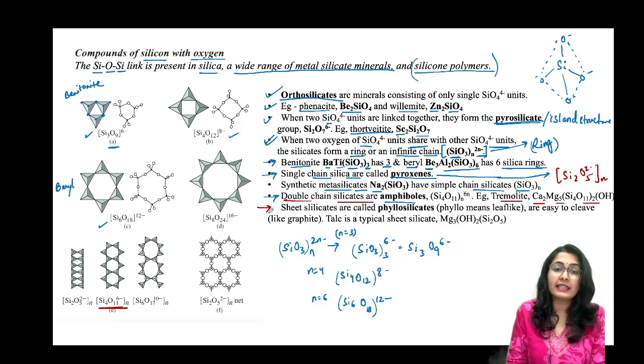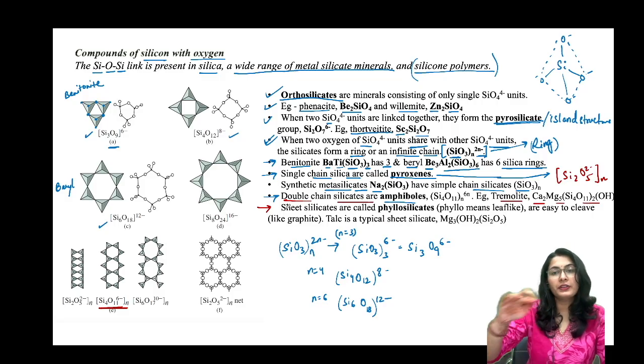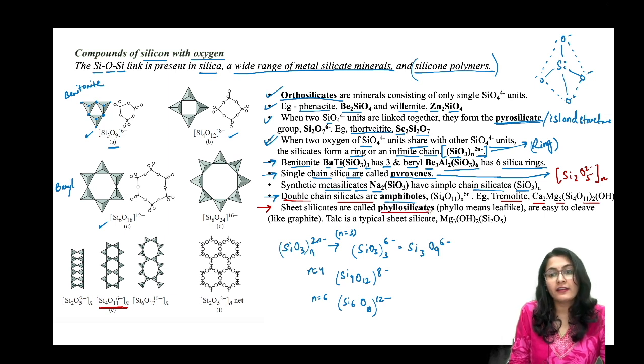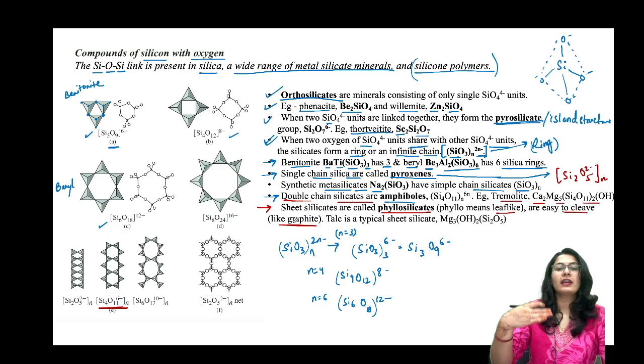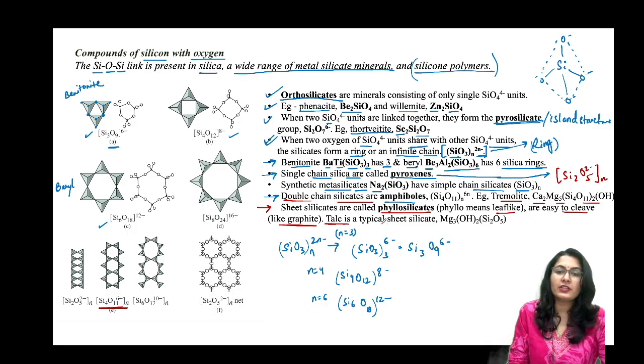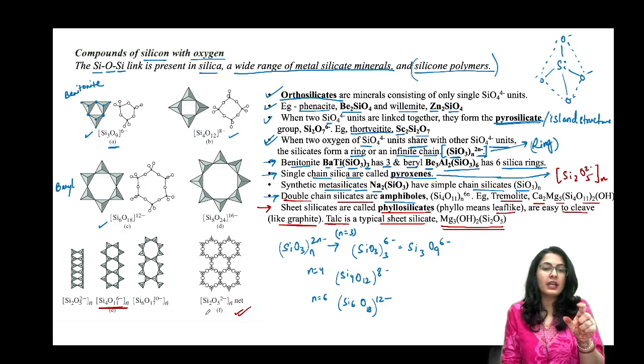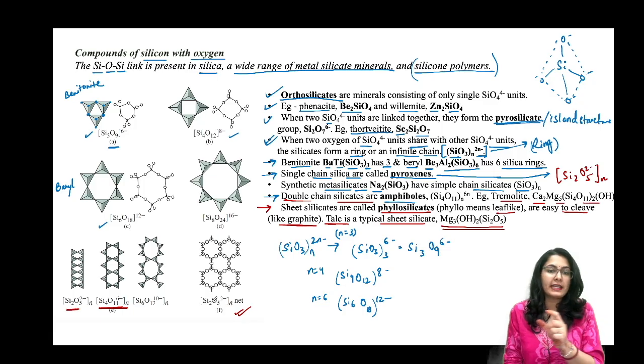Next, sheet silicates, which are just like sheets, just like graphite, you have different sheets on top of each other. Those are known as phyllosilicates. Phyllo means leaf-like, and they are easy to cleave just like graphite. So just remember, sheet silicates like graphite are known as phyllosilicates. Now, talc is a typical sheet silicate which is having this formula. Again, this is the formula of a sheet silicate. So you see, the formula of a sheet silicate and a single chain pyroxene silicate is the same.